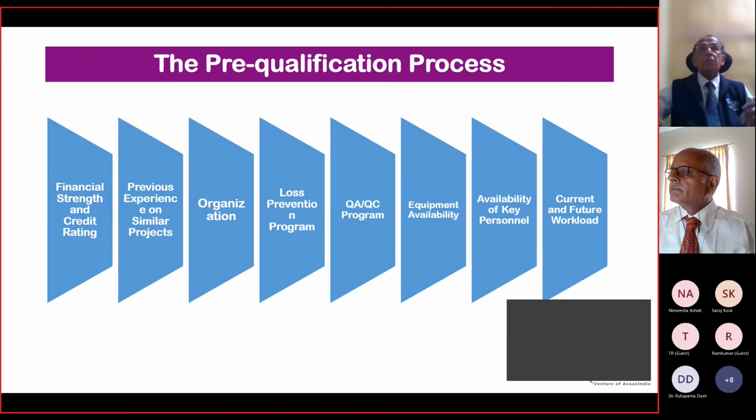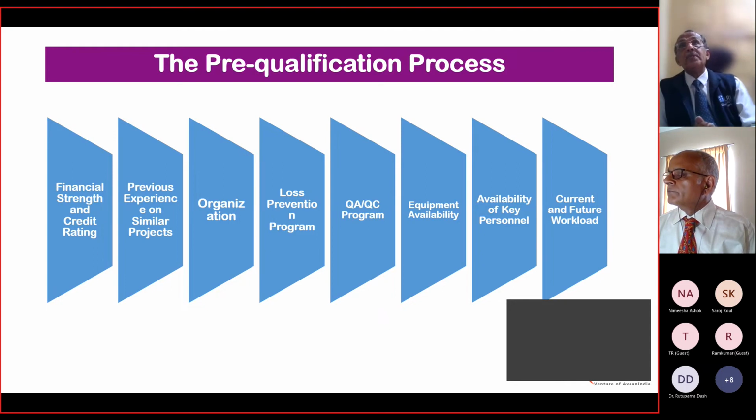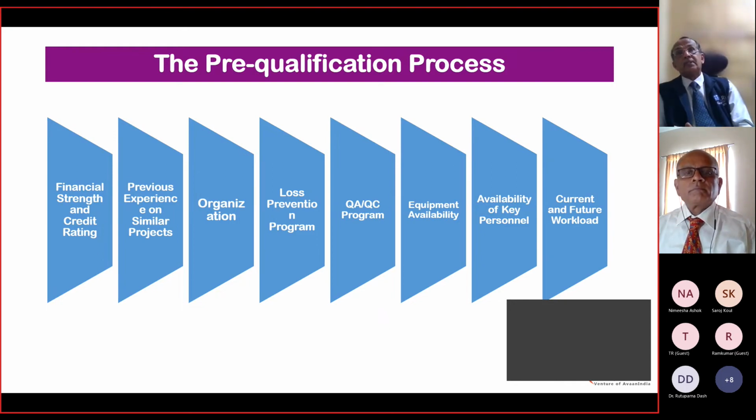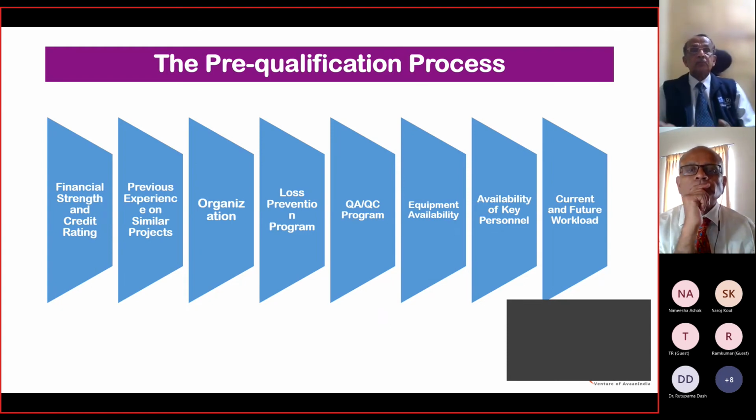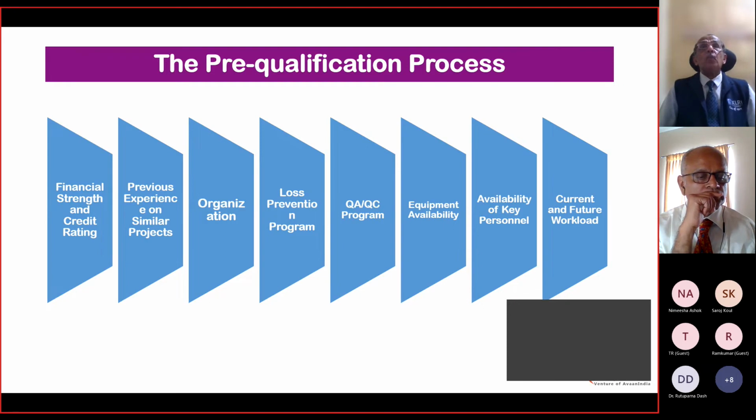So these are the pre-qualification process items: the financial strength and the credit rating of the company, then the previous experience on similar projects, organization, loss prevention programs, quality control, equipment availability. This is very important. You have to list out the equipment which is available for a project. How much do they have? And in case of a requirement, what can they mobilize, and also the time frame in which they can mobilize. All this has to be made available.